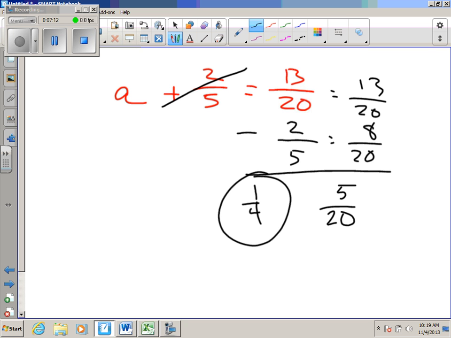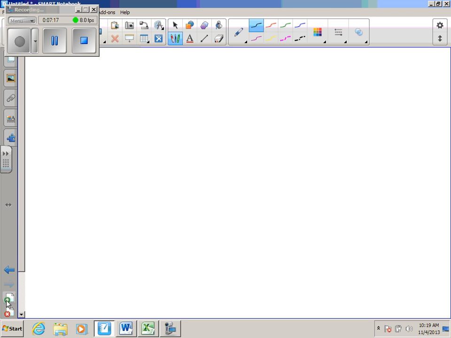Now, of course, they will throw in some mixed numbers. Shouldn't be too big of a deal. If I can find one. K minus 4 5/6 is equal to 2 1/4. Try it.